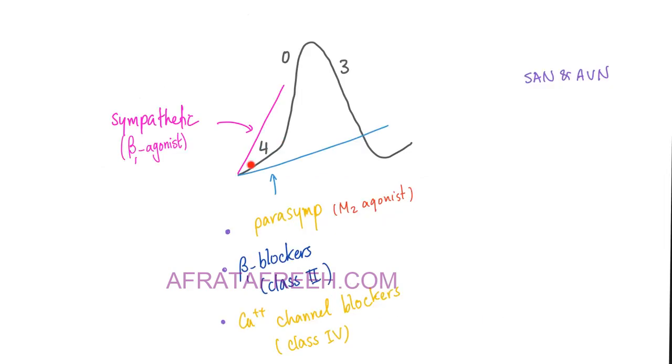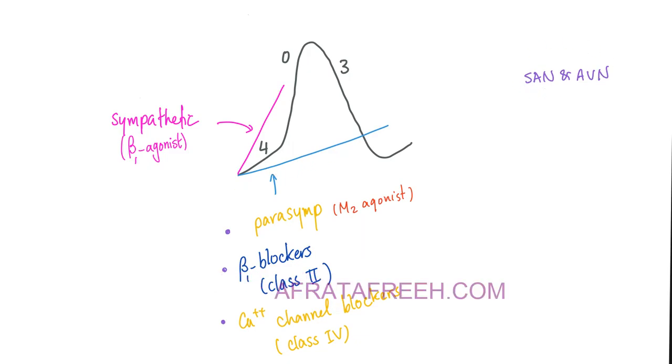Here is phase 4. Sympathetic increases the slope. Parasympathetic decreases the slope. How about beta blocker? They decrease the slope. Calcium channel blocker? They decrease the slope. In the SA node and the AV node, they decrease your heart rate.